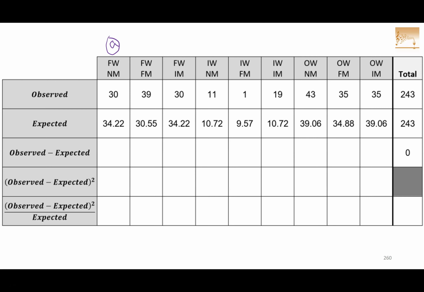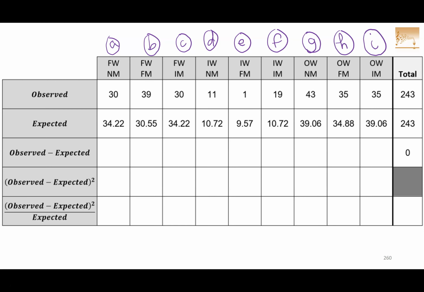So this is A, B, C, D, E, F, G, H, I. So that's where my labels are going. Yes, these are not the best labels here. French wine, no music. French wine, French music. French wine, Italian music. Italian wine, no music. Italian wine, French music. Italian wine, Italian music. Other wine, no music. And so on. Honestly, it doesn't matter what order you really put them in. I just find it easier to keep them in that order.